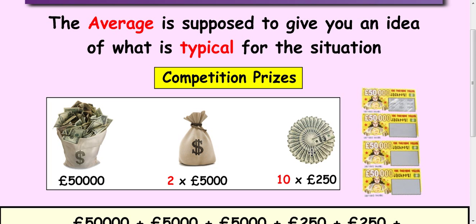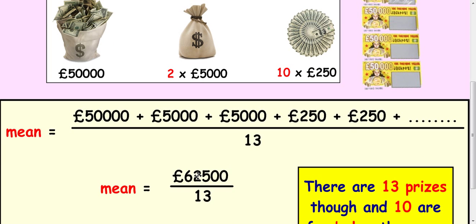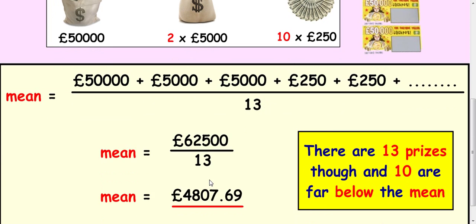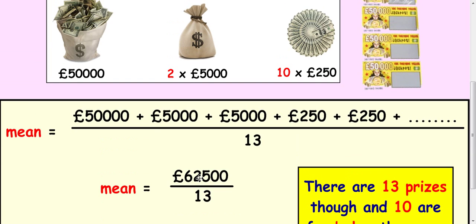So if I wanted to work out the mean to show what the average prize was, there are 10 of these, 2 of them and 1 of them. So there are 13 items. I need to add them all up and divide by 13. So I'd have a 50,000, a 5,000, another 5,000 and then 10 lots of £250 to get the mean, divided by 13. When you add all that up it comes to 62,500. If you divide that by 13 you get £4,807.69.